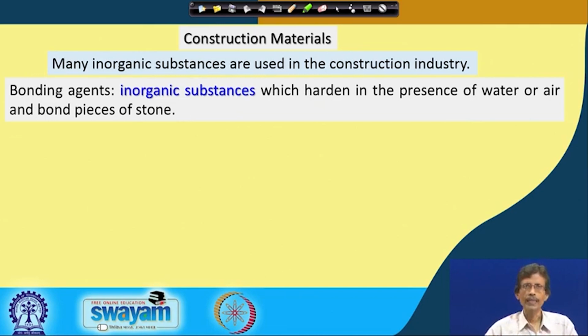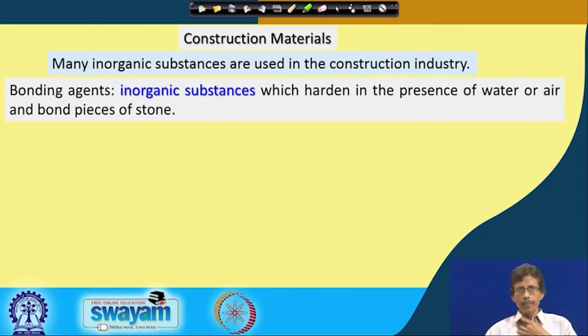We know that this can bind something. It can bind or fix two bricks, or it can bind gravel or stone chips, so that you get the corresponding mortar for making your building, bridge or any other construction. These inorganic substances harden in the presence of water or air and bond pieces of stone. It is a very simple and very important definition of a bonding agent.